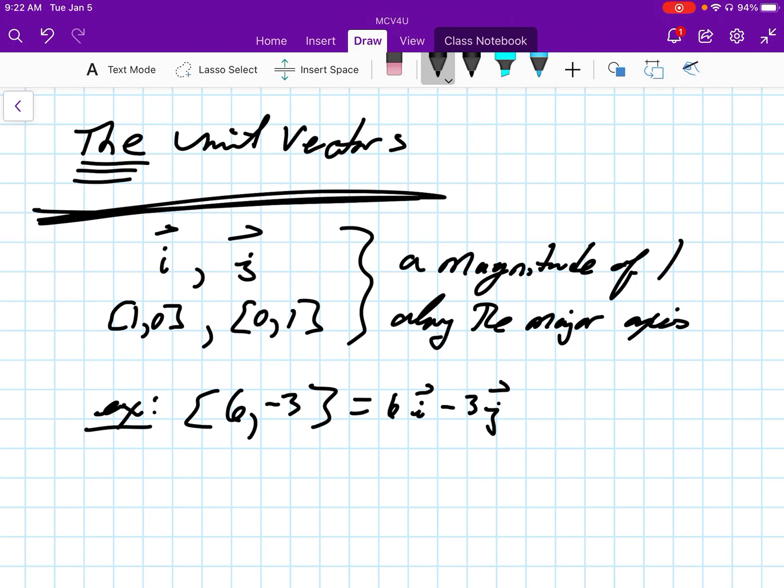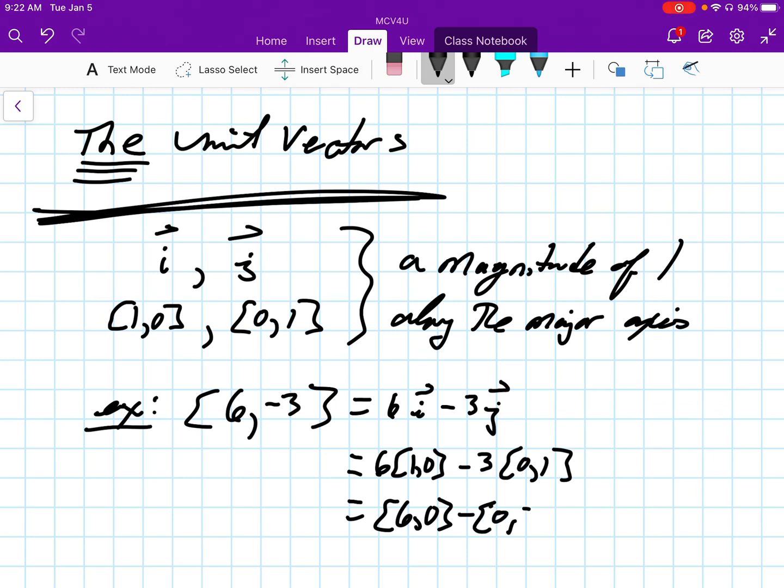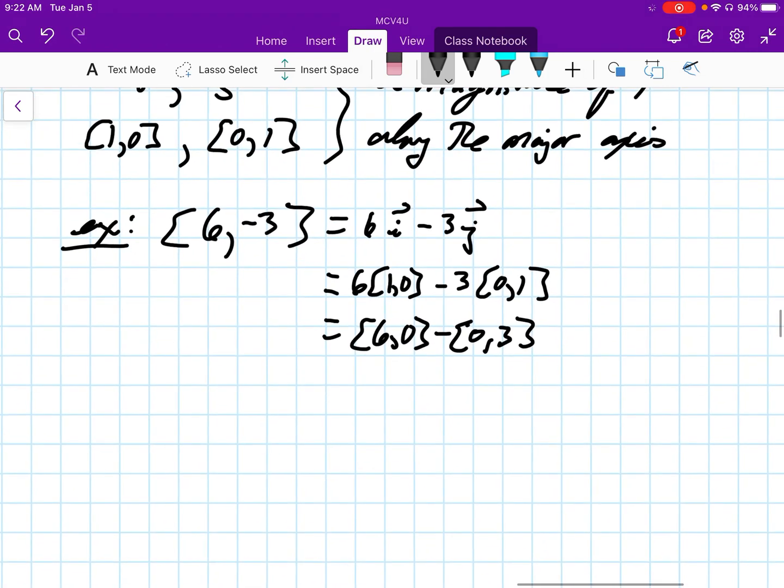Okay, so we can quickly see this. Well, if i is (1, 0) and j is (0, 1), if we do the operations on this, we have (6, 0) minus (0, 3). So subtract these together, you have (6, -3). Okay, so that's set there.